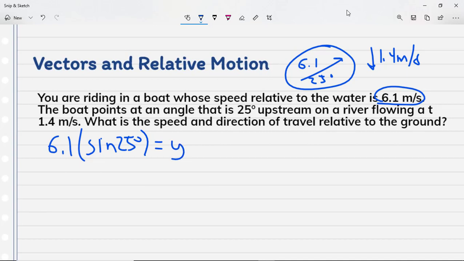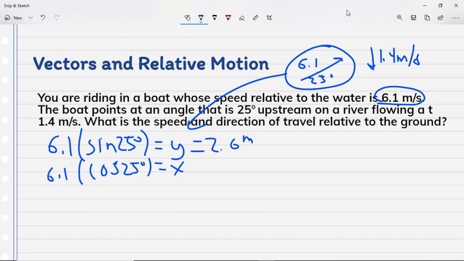6.1 cosine 25 degrees gives us our x. So again, we want to be able to get this particular vector here into its x and y components. This would be 2.6 meters per second. And for x, 5.5 meters per second.